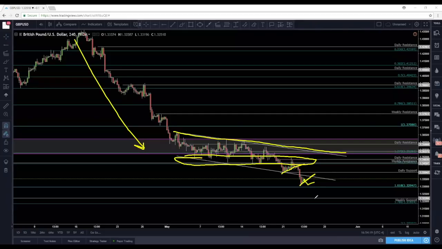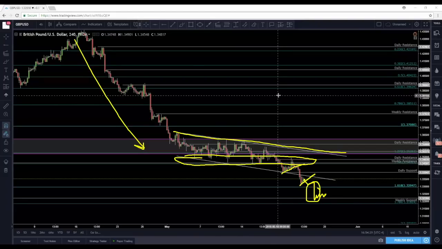Once pound does break out, you do have one more sell to the downside to the 132.20 handle, and from there, you guys really do want to see what it starts to do. Does it create a continuation pattern, or does it start to create a reversal pattern?